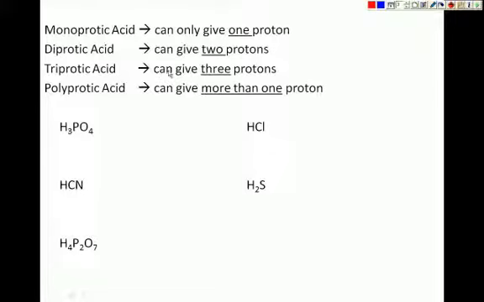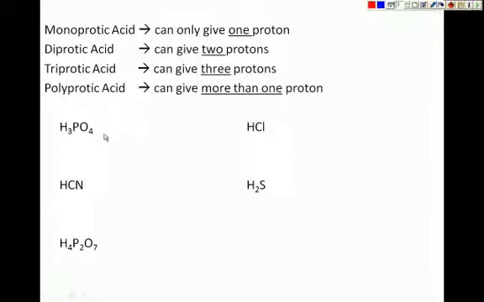Okay, some more definitions right here. The first one is a monoprotic acid, and a monoprotic acid is something that can give one proton. A diprotic acid can give 2 protons, triprotic 3, and the word poly just means more than 1. So again, hopefully we memorize what mono means. Mono means 1, di 2, tri 3, and poly just means many.